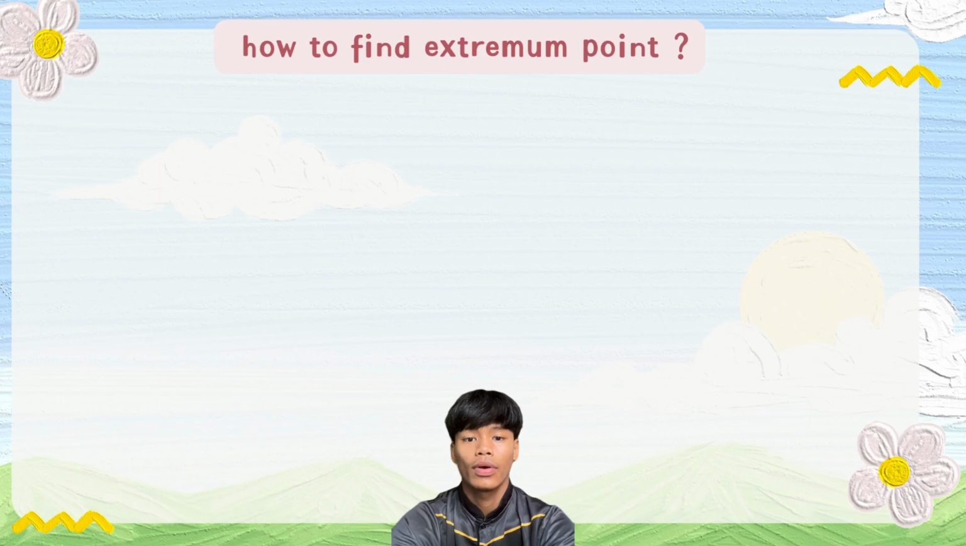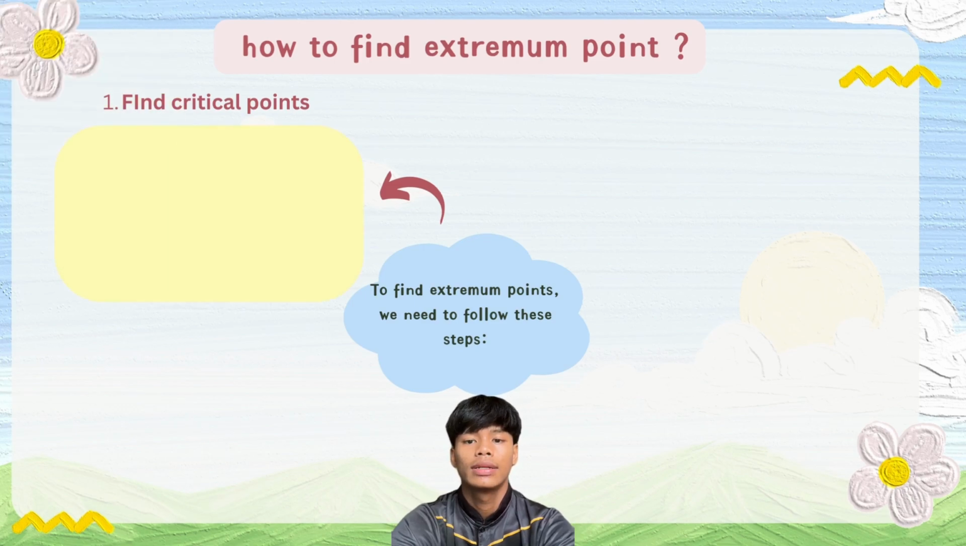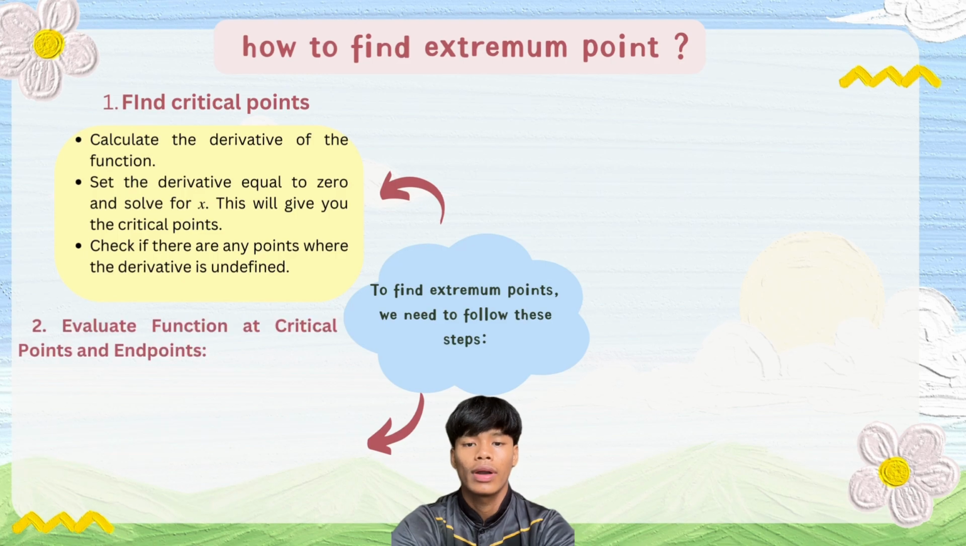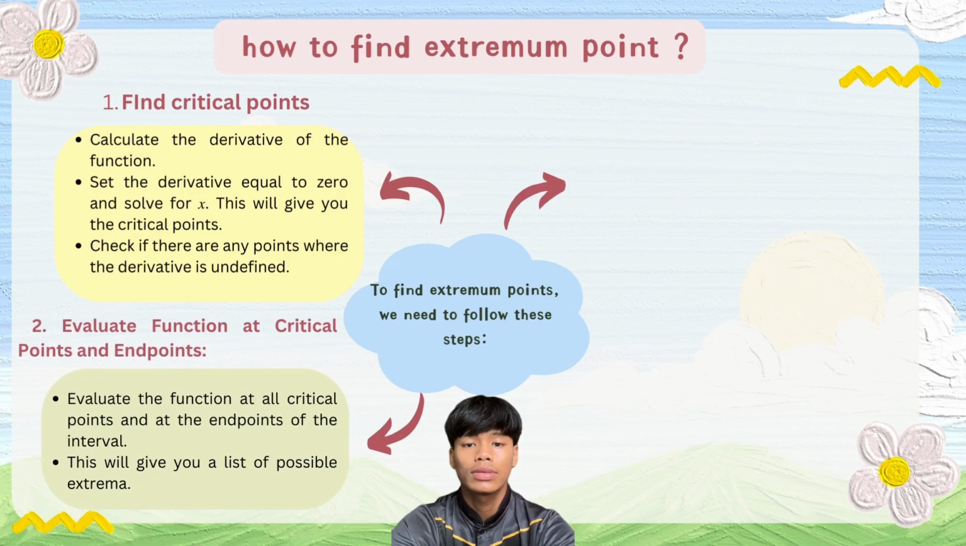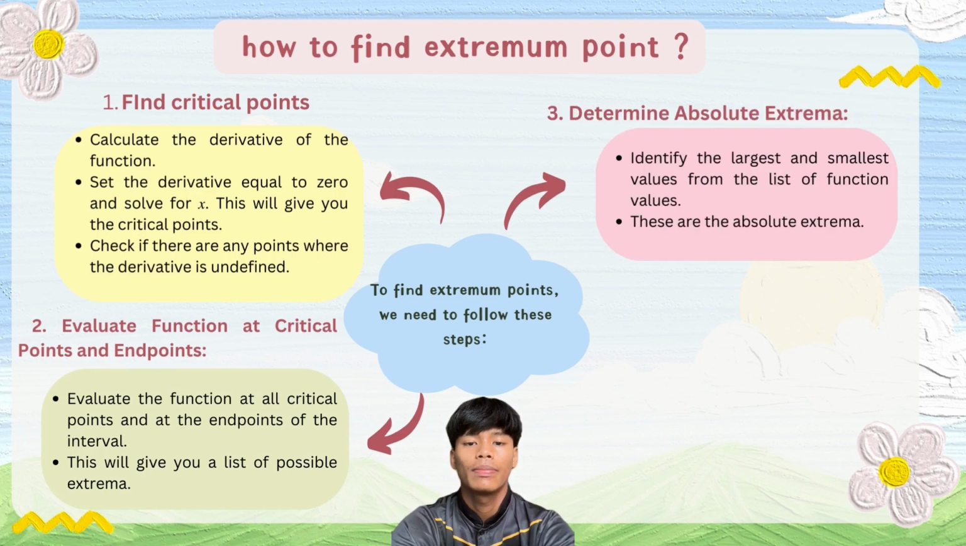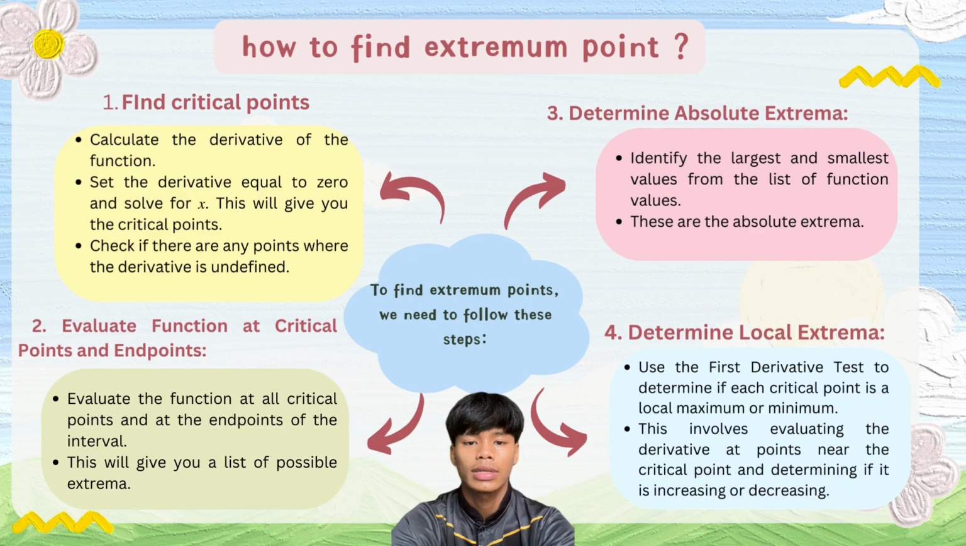How to find extremum points? To find extremum points, we need to follow these steps. First, find critical points. Calculate the derivative of the function, set the derivative equal to 0 and solve for x. This will give you the critical points. Check if there are any points where the derivative is undefined. Next, evaluate the function at critical points and endpoints. Evaluate the function at all critical points and at the endpoints of the interval. This will give you a list of possible extrema.